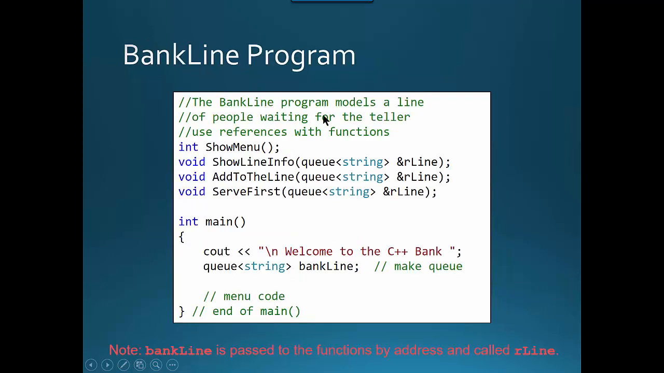And then here we'd have a function show menu. And then we have a function show line info, which will presumably just display what's in the queue. And then an add to line and a serve first. And then in main, we say welcome to the C++ bank, and then we create a bank line, and then presumably we'd be calling these functions.